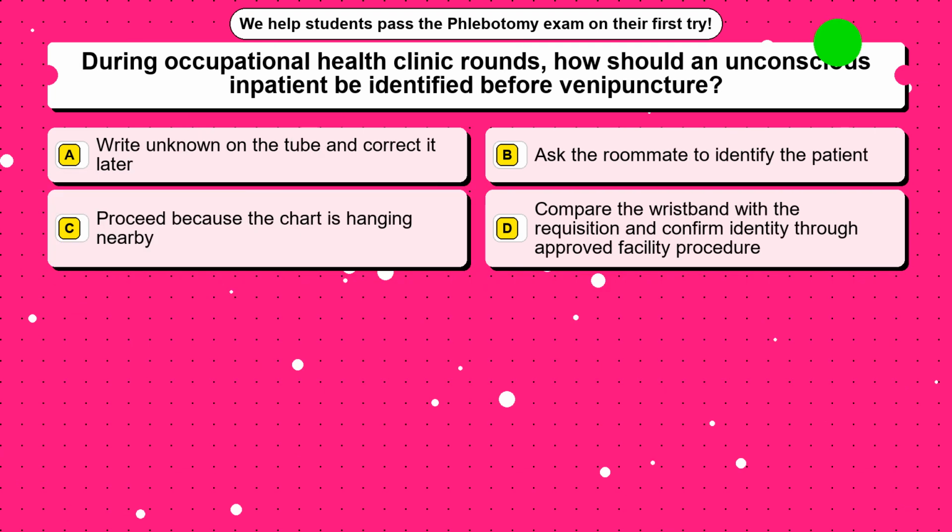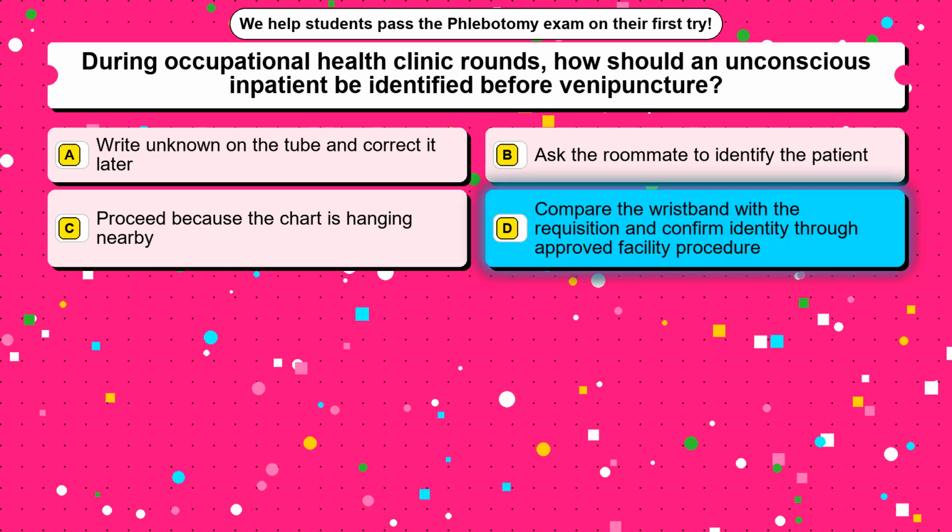Question 2. During occupational health clinic rounds, how should an unconscious inpatient be identified before venipuncture? Option A. Write unknown on the tube and correct it later. Option B. Ask the roommate to identify the patient. Option C. Proceed because the chart is hanging nearby. Option D. Compare the wristband with the requisition and confirm identity through approved facility procedure.